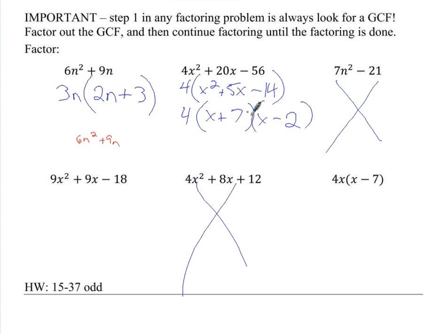Check to make sure. 7 times negative 2 is negative 14. Add them and you get positive 5. So this is the final answer. You have to continue factoring until it's all done.